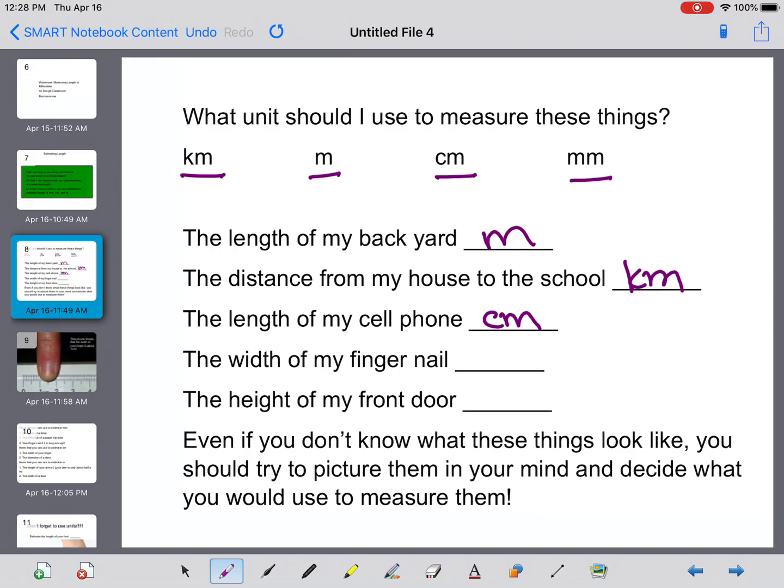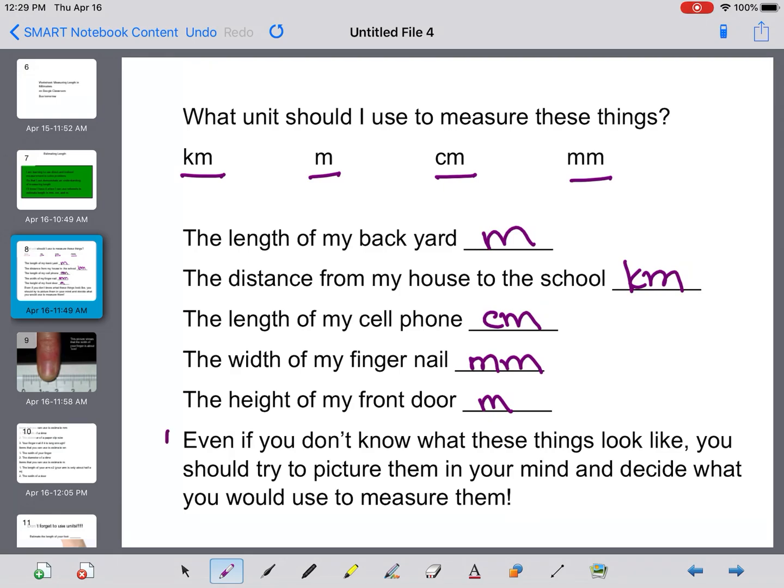Penultimately, the width of my fingernail. What would we like to use to measure that? Because my fingernail is quite small, we probably want to use the smallest unit, which is millimeters. And now finally, to measure the height of my front door, from the floor to as high as it goes, we probably want to use which unit of measurement? Okay, we probably want to use meters for this one. The height of a door is probably around 2 meters to 2.5 meters high.